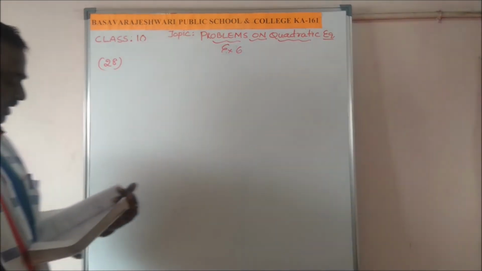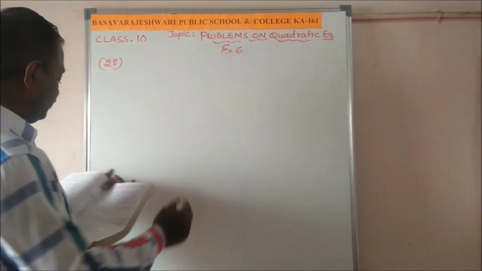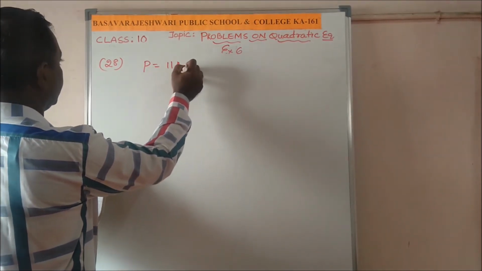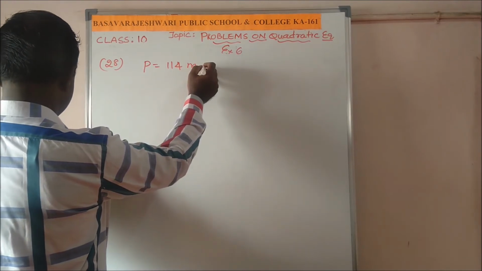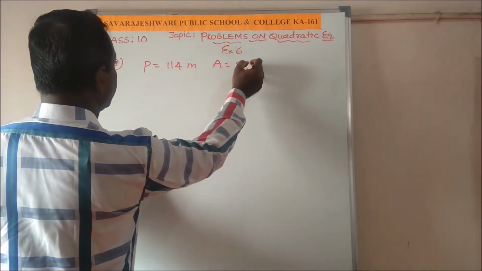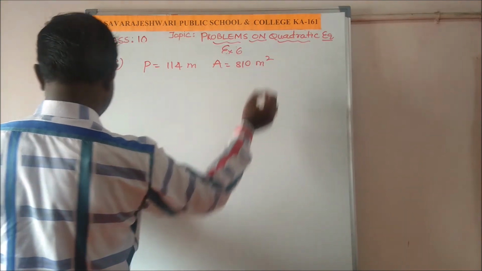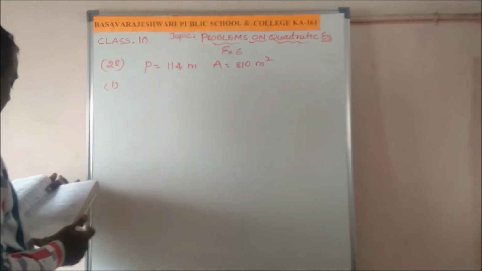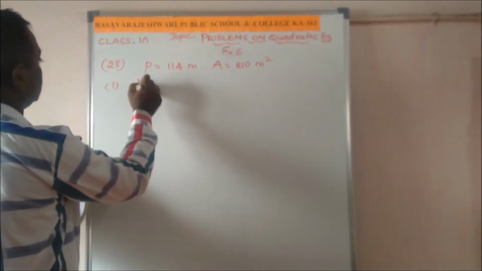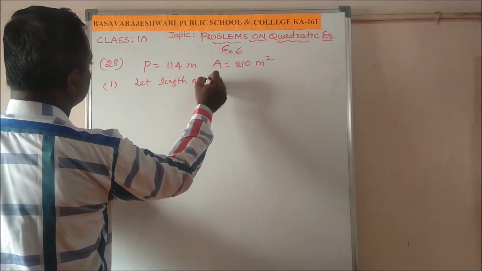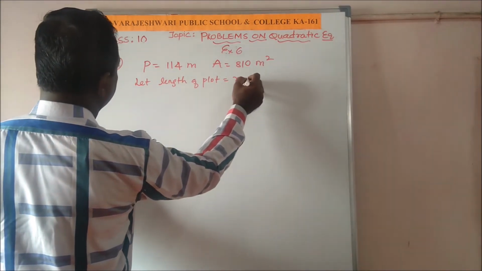Question number 28. The perimeter of the rectangular plot of land is given. Perimeter is equal to 114 meters. And also they have given the area. Area is equal to 810 square meters. First question they are asking, take the length of the plot. Length of plot is equal to x meters.